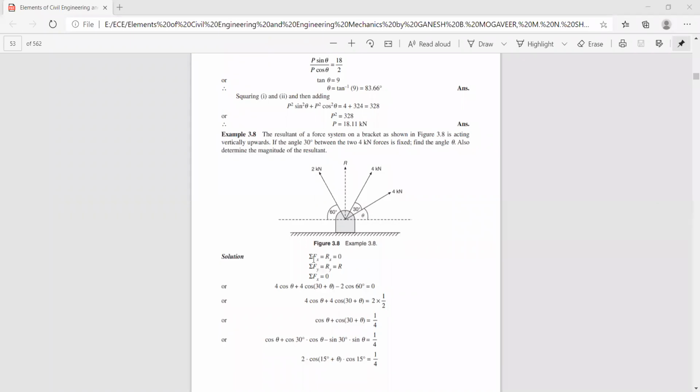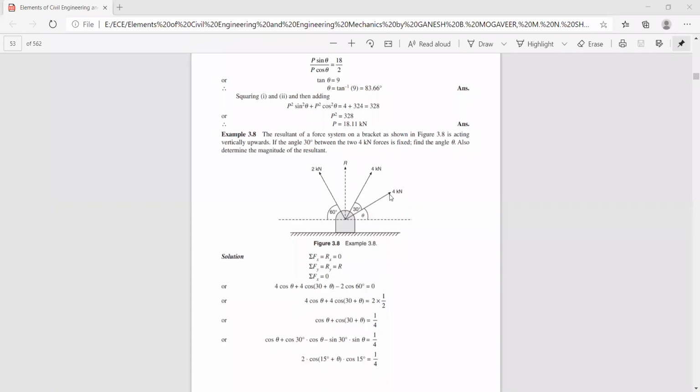So now sigma F of x is equal to Rx. That means the sum of the horizontal components should be equal to 0, because Rx is also 0 since the resultant is acting along the y-axis, and hence sigma F of y is equal to R. Hence sigma F of x should be equal to 0. So now we shall find the sum of the horizontal components and equate it to 0.